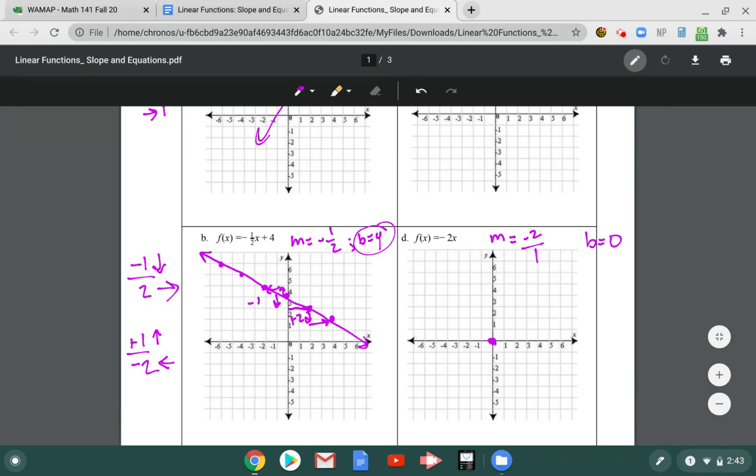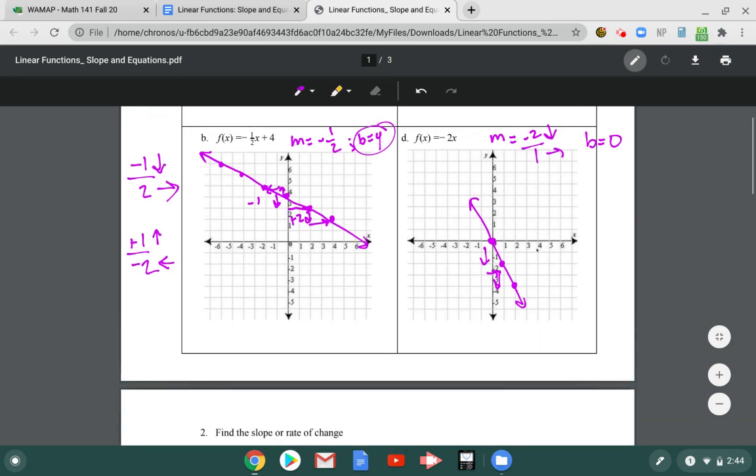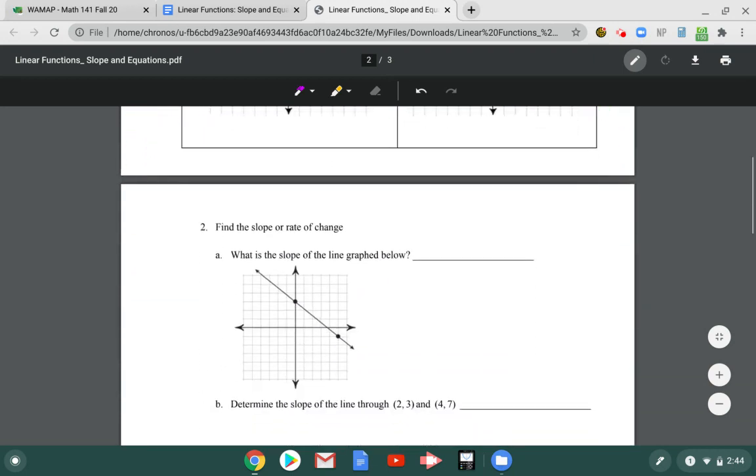Negative 2 over 1, I'm going to go down 2 and then to the right by 1. So down 2 to the right by 1. Down 2 to the right by 1. And that gives me this line. Okay, so this form of the function is really, really nice for graphing.